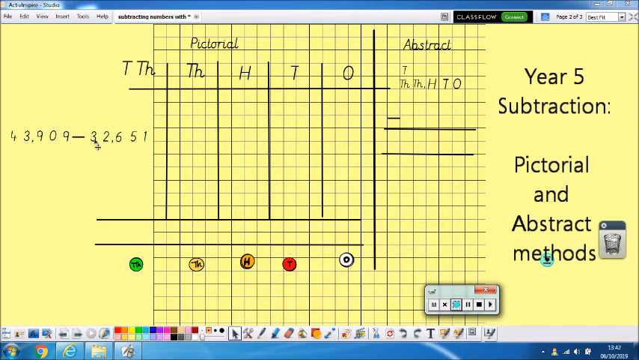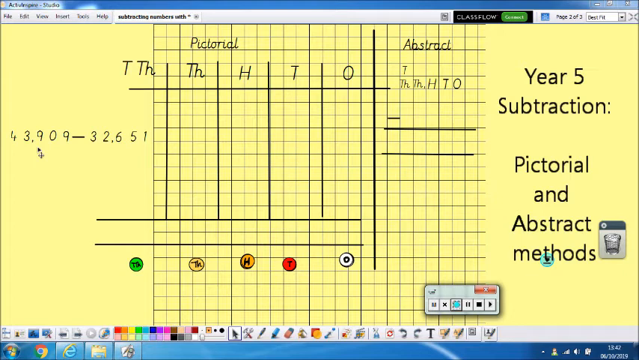43,909 take away 32,651. And there's a bit of a tricky zero there, and I'm going to have to use a strategy later on called exchange to help me subtract. So I know already from all my years of being in school that the order I do a calculation in for subtraction is really important.